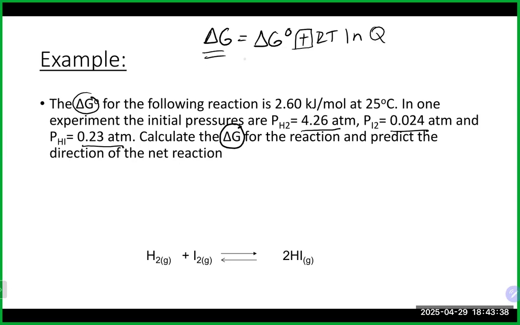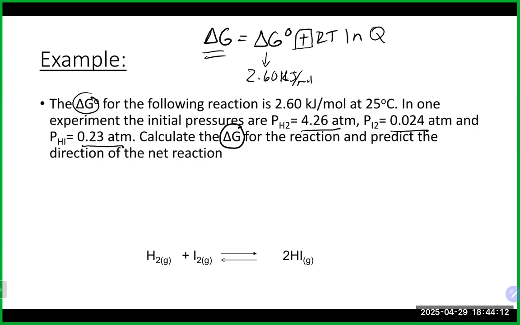So we are looking for this guy. They were nice enough to give us this value. And again, if they didn't, you would need to go to the table there and do your products minus reactants and obviously calculate that. So under standard conditions, is this reaction spontaneous? Say positive 2.6. No, right? So under standard conditions, reactants are really favored in this case, right? It is a non-spontaneous reaction.